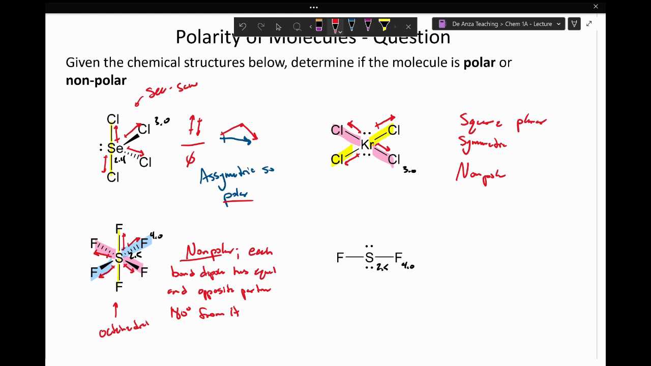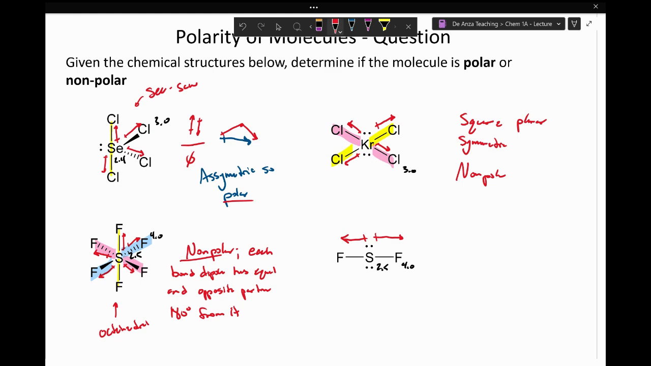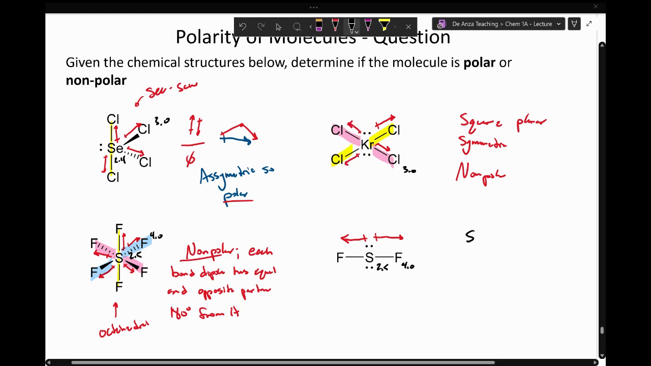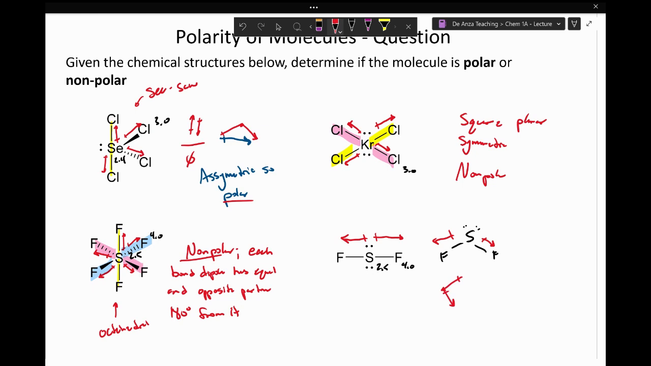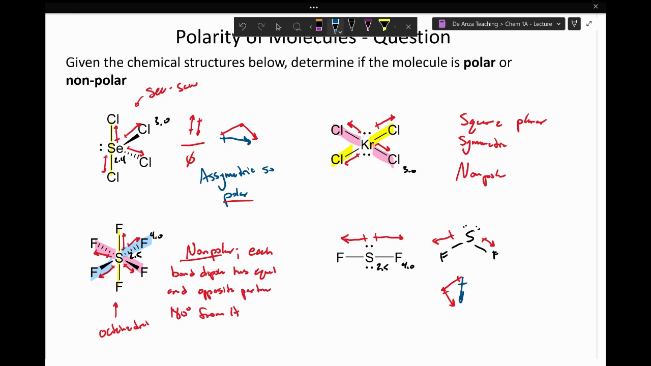Our final one is this SF2. And so this one kind of looks like water. And we're going to have our dipoles point this way. And the way it's written kind of makes you think that these dipoles might cancel out. But we want to remember that this is actually something that looks bent. So we have sulfur, fluorine, fluorine, lone pairs up here. So when we draw in those dipoles, we actually see that they add together. So we can draw each of those vectors, add them together. We see that our net dipole points down, and then if we have a net dipole, we get a polar molecule.